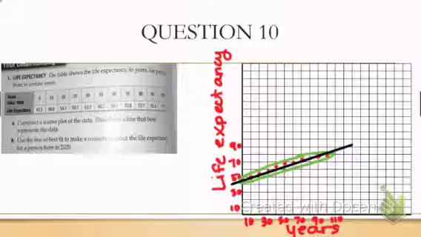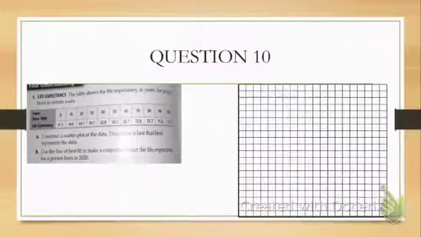In part B, we are asked to use the line of best fit to make a conjecture, which just means to make a prediction about the life expectancy for a person born in 2020. We have to pay attention to the fact that our x values are years since 1900. So when we're dealing with 100 years, we're talking about the year 2000. So if we're making a conjecture about someone born in the year 2020, we are talking about 120 years.